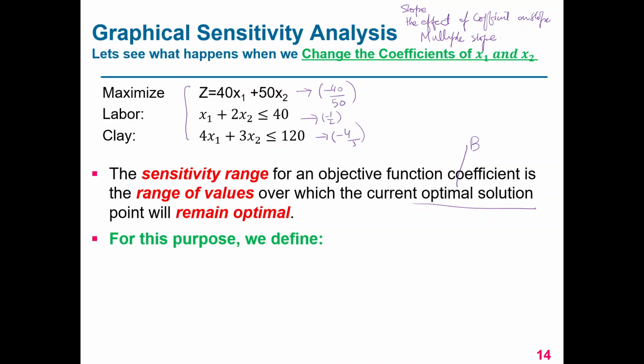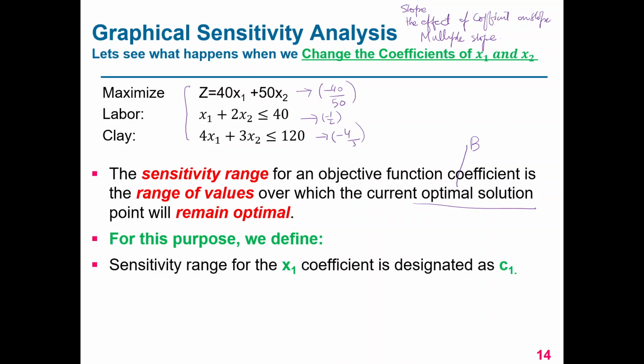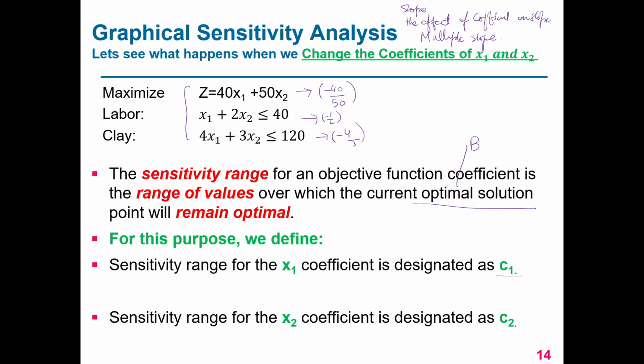But for the purpose of doing this sensitivity analysis, let's define C1. We have already described what C1 is, that is the coefficient of x1. Now we are defining C1 as a sensitivity range, that is the range of the values that the coefficient of x1 can take. And in a similar fashion, we define C2, which shows the range of the values the coefficient of x2 can take.